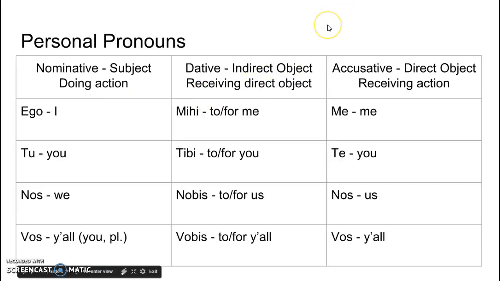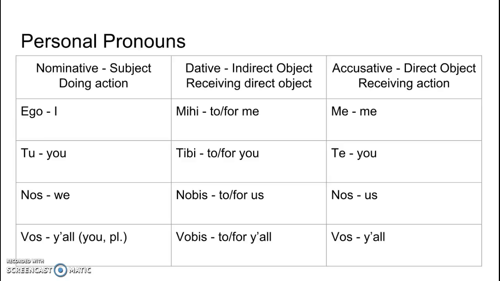If something is in the dative case, that means it is the indirect object. That means it is receiving the direct object. So in the example that we always use, Billy throws Johnny the grenade, or Billy throws the grenade to Johnny. Johnny would be the indirect object there. These can always be translated as to or for. So for example, mihi is to or for me, as opposed to just me or I.